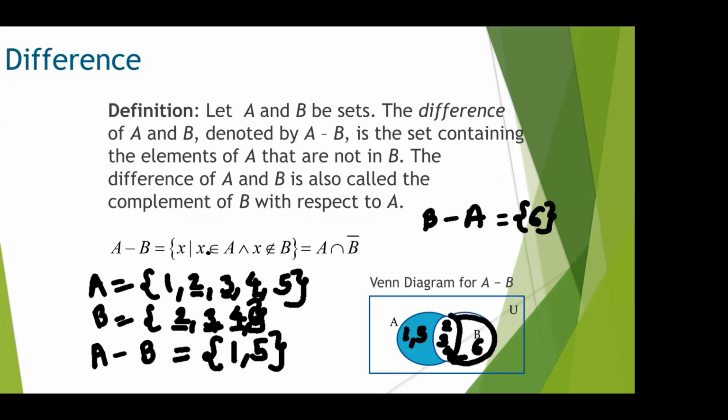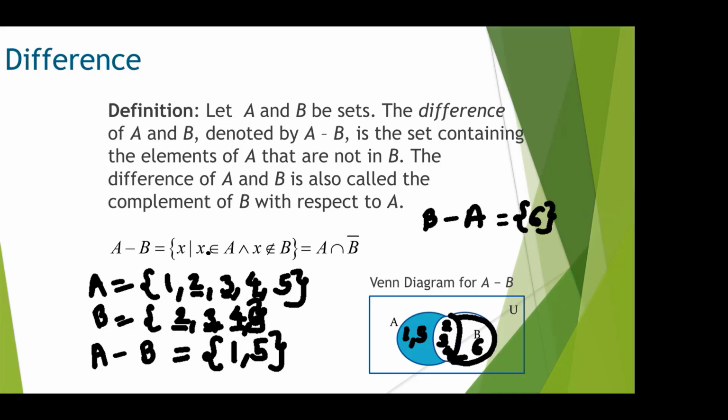Now, what is set difference? We just discussed briefly that if A and B are two sets, then whenever we do A minus B, we remove all the common elements from A. So whichever are the common elements between A and B, we remove those.